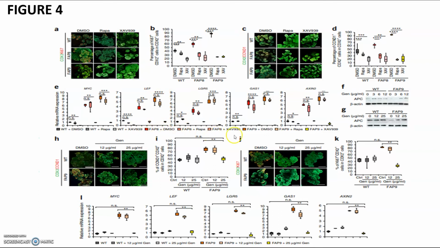What was interesting about this figure was that the ZAV939 significantly downregulated the wild type through the various transcripts MYC, LEF, LGR5, GAS1, and AXIN2, while the rapamycin did not. And this can lead to potentially that ZAV939 may have some off-target effects, while the rapamycin does not.